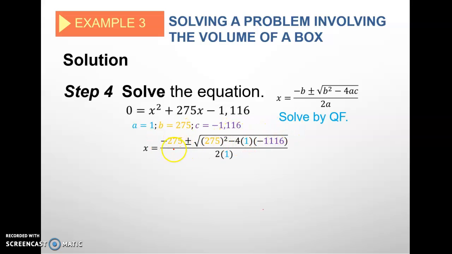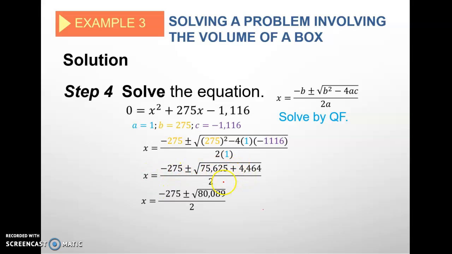By the quadratic formula, we simply substitute these values. So negative 275 plus or minus the square root of 275 squared minus 4 times 1 times negative 1116, all over 2 times 1, which is negative 275 plus or minus the square root of 75,625 plus 4,464, all over 2. Adding under the radical gives 80,089, and the square root of 80,089 is 283.